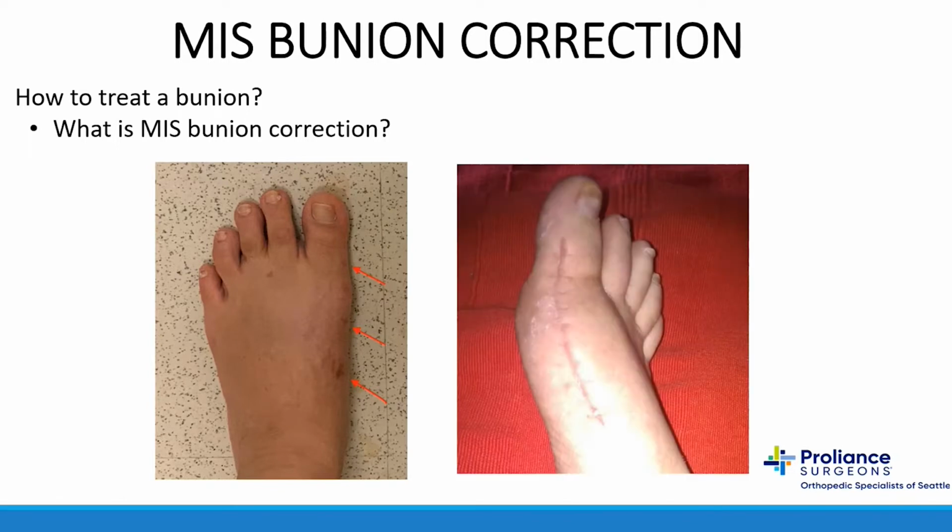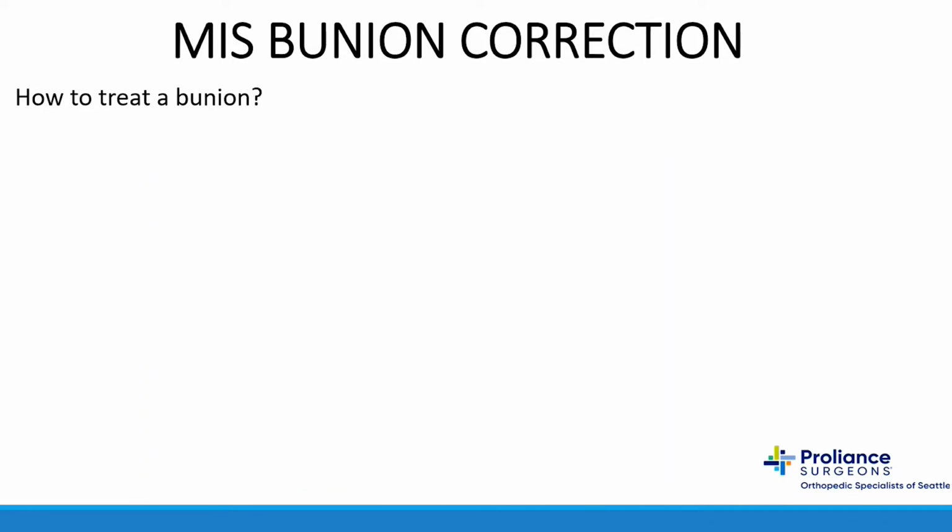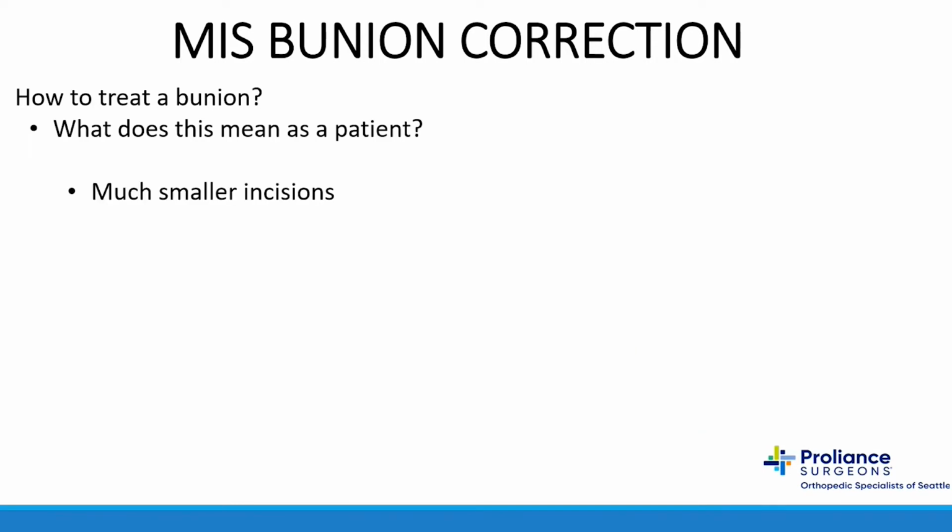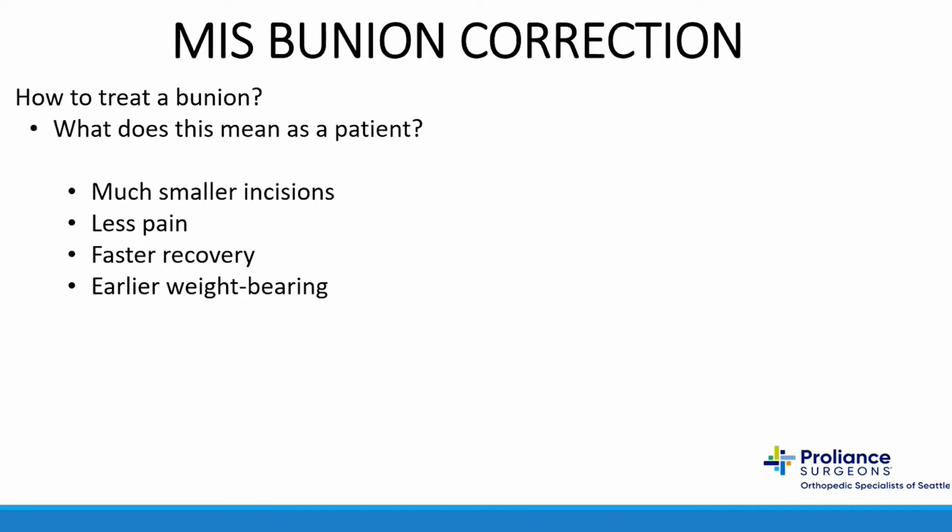So just to put it side by side, the small incisions on the left with the MIS procedure, and then on the right, a more traditional bunion correction would involve a pretty lengthy incision. So what does this mean as a patient in terms of what sort of benefits MIS bunion surgery offers? There are much smaller incisions. There's less pain because it's a much less invasive surgery. There's a faster recovery and earlier weight bearing.